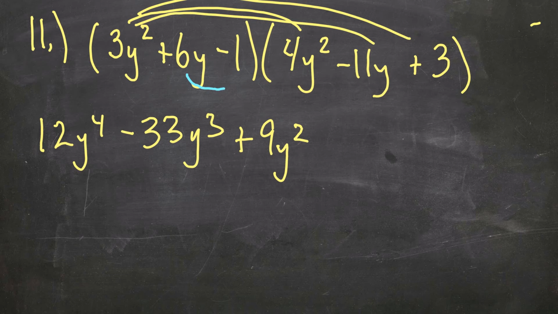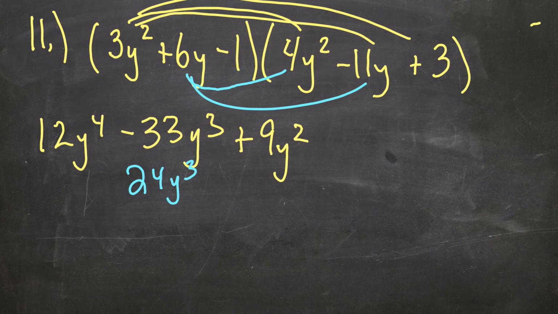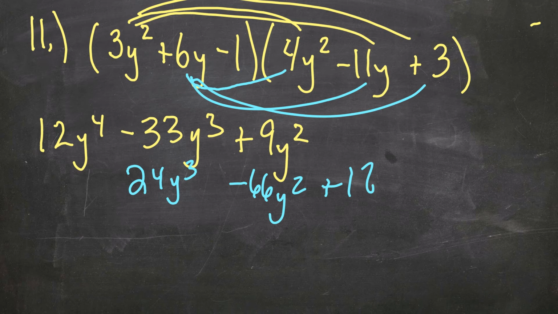Now 6y goes to everything. 6y goes to 4y squared to give me 24y cubed. 6y goes to minus 11y to give me minus 66y squared. 6y goes to 3 to give me plus 18y.